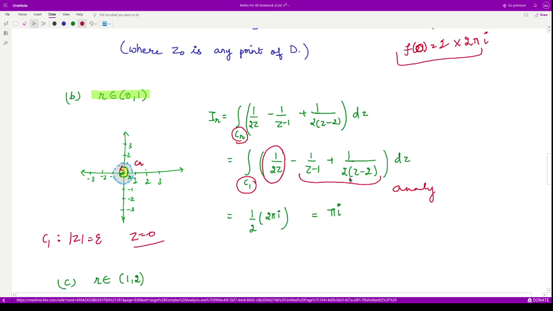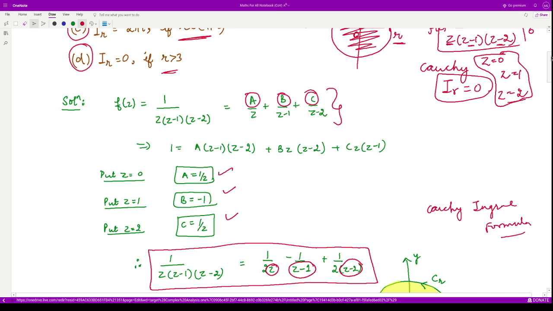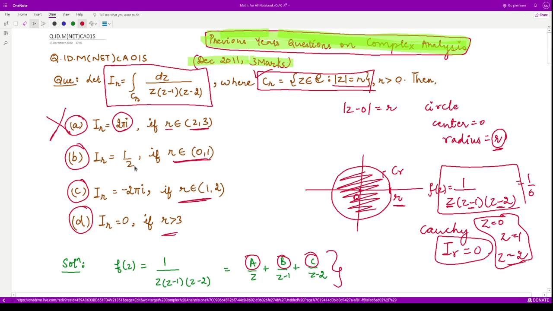Therefore, the integration of these last two terms gives you 0 plus 0 plus 0, and here the integration would give you 1 by 2 as such, and the integration of 1 upon z, as I have explained previously, would be 2 pi iota. So it would come out to be pi iota. So option B here is pi iota, and they are saying it is 1 by 2. So this option is incorrect.